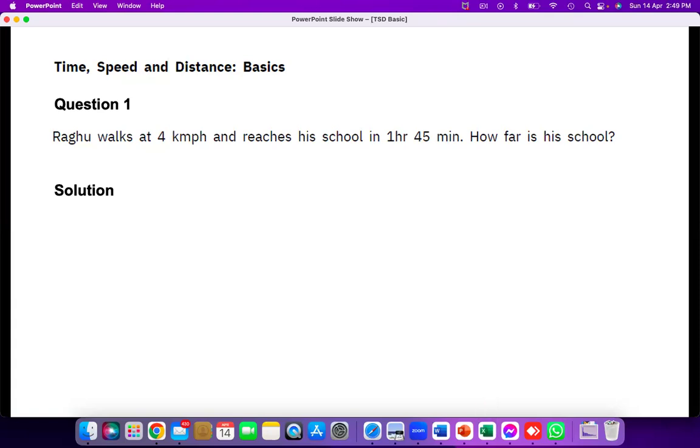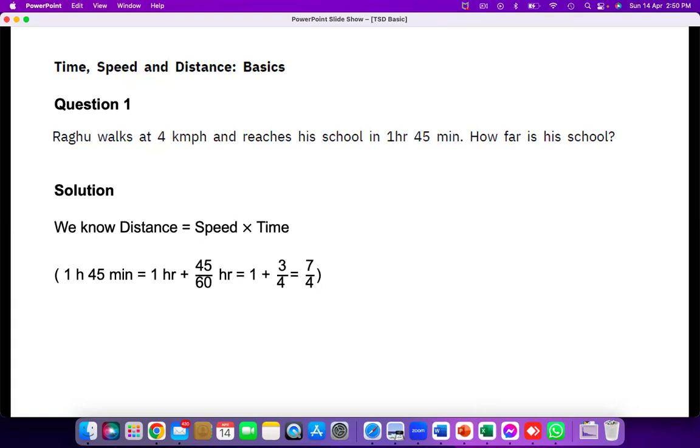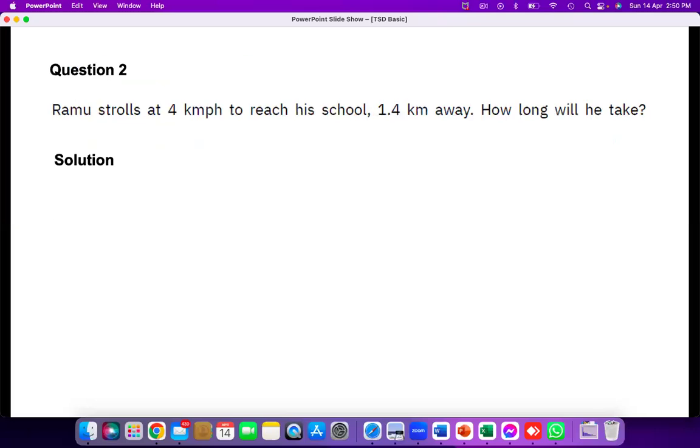So 7 kilometers. Fine. Now, Ramu strolls at 4 km per hour to reach his school 1.4 km away. How long will he take?